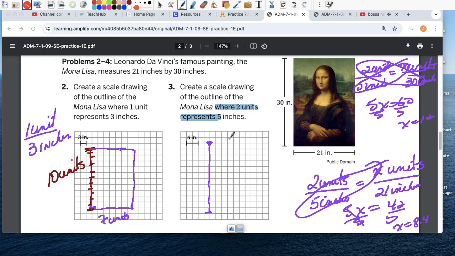So you're going to have to count 8 full squares. 1, change colors. 1, 2, 3, 4, 5, 6, 7, 8, and then 0.4, so a little bit less right there. All right, a little bit less. Right, it's not going to be half a square, but a little bit less in there. So using that scale, here is 12 units. And at the bottom, it's 8.4 units. Okay?